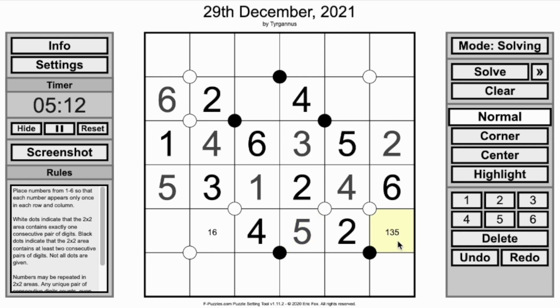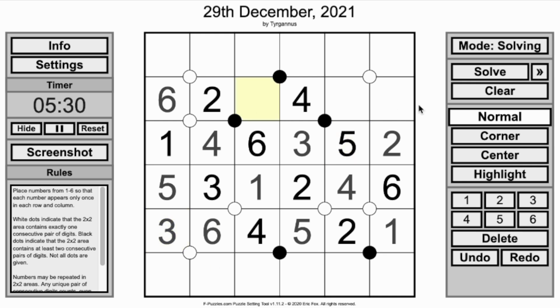And here, we kind of have the same thing. The 5 would pair up with the 4 and the 6. The 3 would pair up with the 2 and the 4. So this has to be a 1. And then that resolves our 6 over here. And the only thing left in this row is a 3.